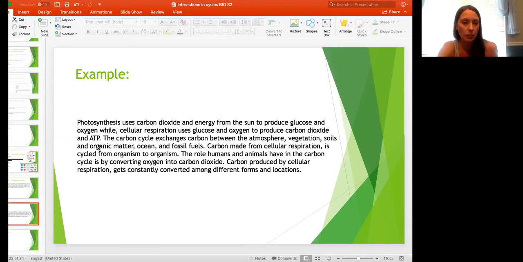And again, as in the directions, they said there was no set length as long as you explained what the carbon cycle is and the two processes of photosynthesis and cellular respiration in that kind of relationship of carbon dioxide. So showing how carbon is being used, carbon dioxide is being produced. And those two processes, again, photosynthesis and cellular respiration.